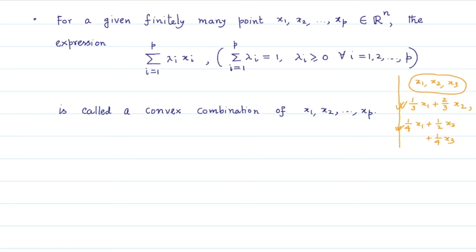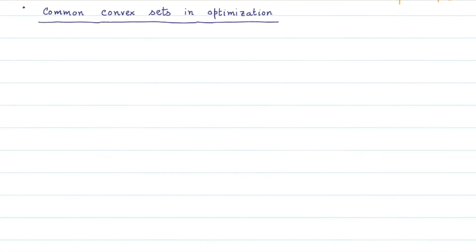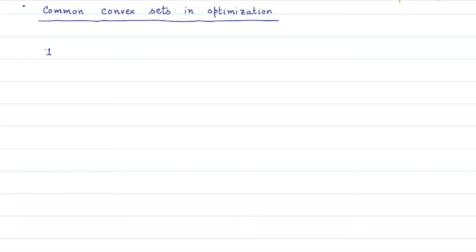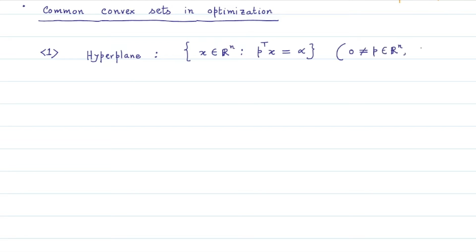Now let me give you a few examples of convex sets that commonly occur in optimization. The first example that I would like to give is a hyperplane, which is usually presented by the set of all points in Rn such that a given constant vector in Rn, say the vector p, its transpose times the general vector x is equal to a scalar alpha. Here this vector p is a non-null vector and alpha is a real number.